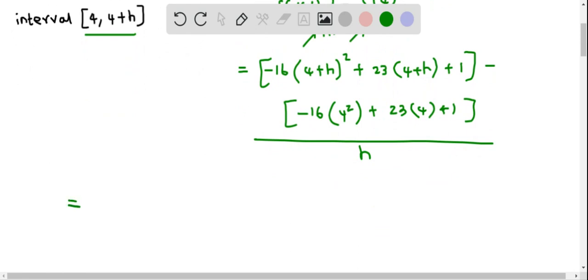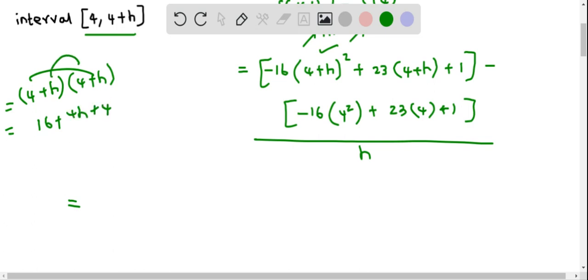So I'm going to expand each of the brackets. First, let me find this expression 4 plus h quantity squared. So this is basically multiplying 4 plus h with itself one more time. We can FOIL this out, or we can also use an algebraic identity. So when we do that, we get 4 times 4 is 16, and 4 times h is 4h, 4 times h is another 4h, and h times h is h squared. So basically we get 16 plus 8h plus h squared. So I'm going to replace it over here.